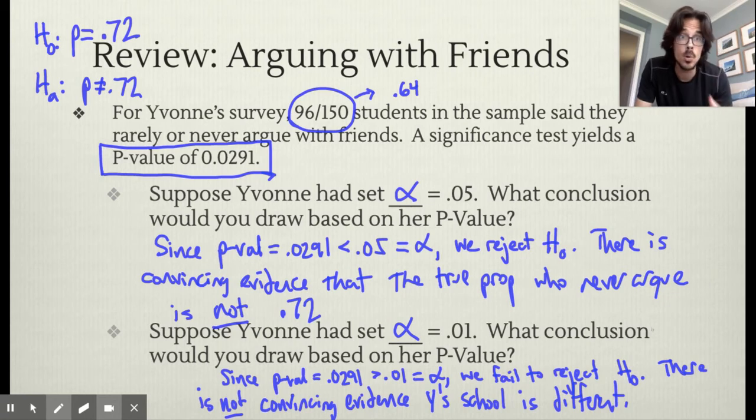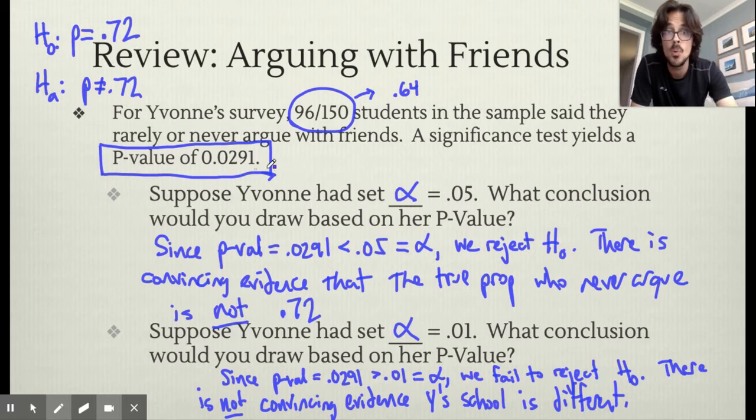You are never going to accept H0. So basically, different person takes the same evidence, that same 64 versus 72 that we talked about initially, but they're not quite impressed enough by that 64 to be convinced. They had very high standards. They needed under a 1% chance of that occurring by chance before they were sold. Okay? Either way, it's a pretty strong chance that her school is different, that her school is not 72.